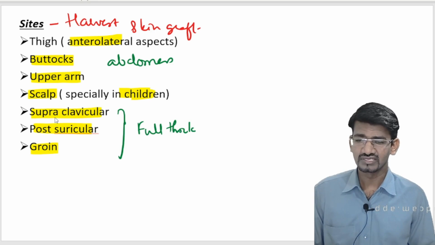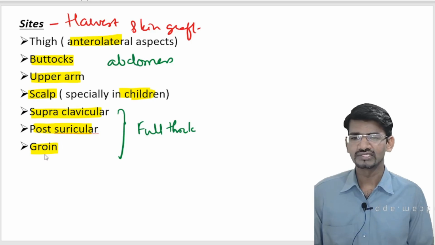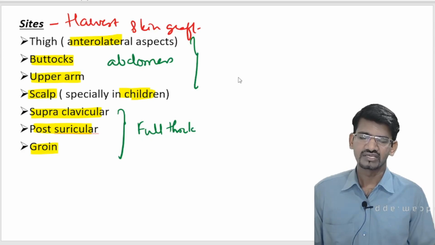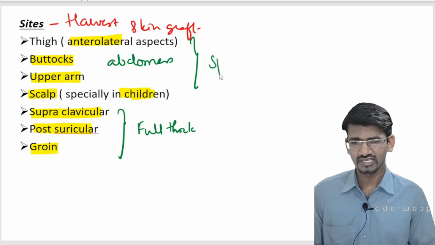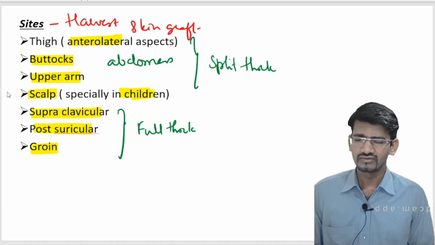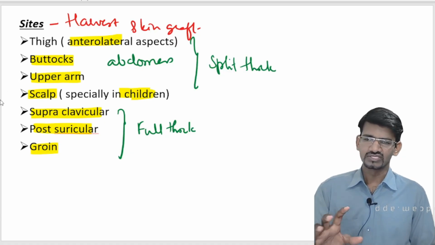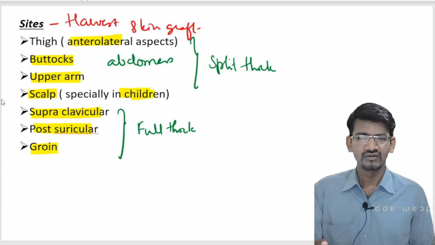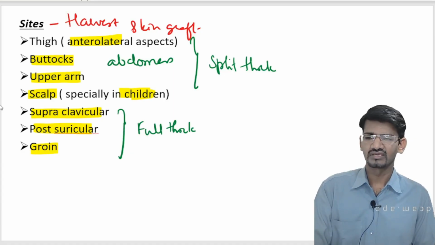We consider the skin harvesting from the supraclavicular region, the post auricular region and the groin region, and these three are majorly considered for the split thickness for covering the wound or for grafting. So these are the major sites from where we harvest the skin graft.